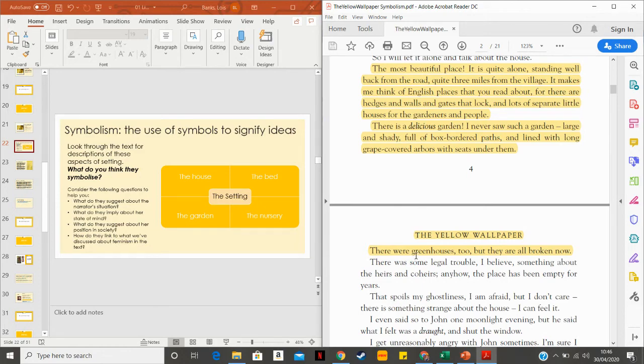And then the greenhouses too, but they are all broken now. And if we consider what a greenhouse is used for, they're used to grow things, but they are all broken now. So we can look at that as quite a stark symbol, I think, of her intellectual growth being hindered. If she were in a greenhouse that wasn't broken, she would be thriving as a plant.